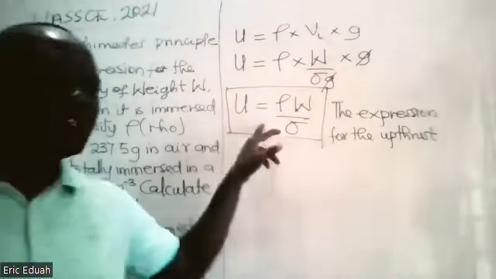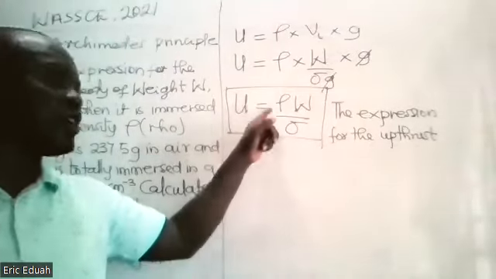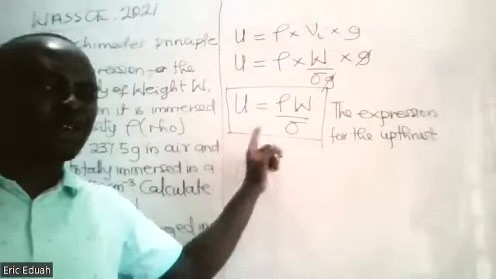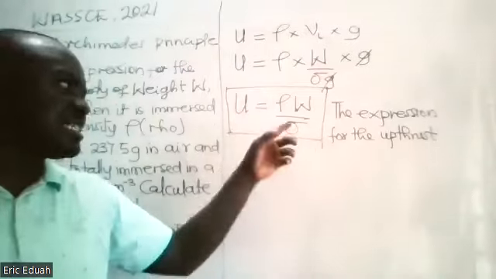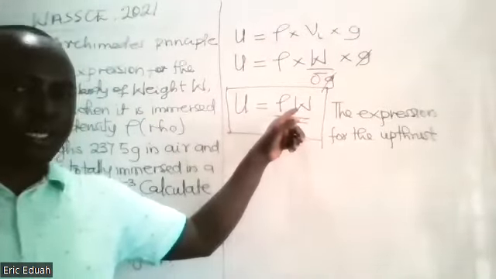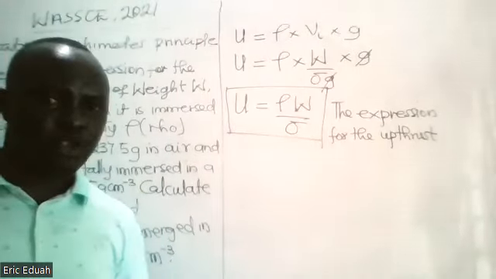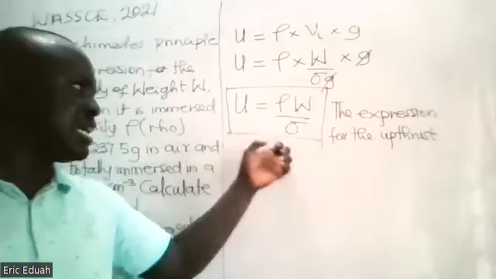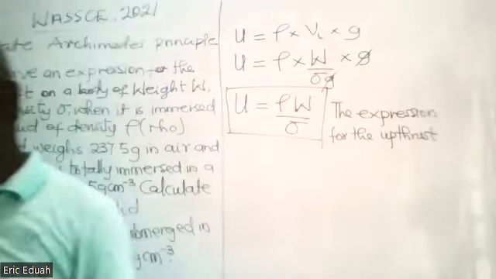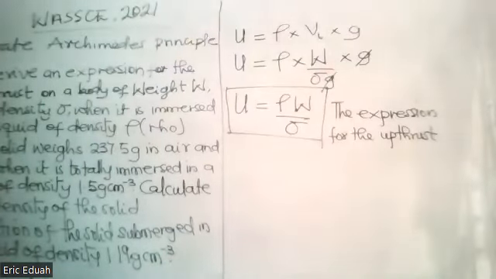So we haven't introduced anything new. We are only using all that the question gave us. Substituting, our final answer: rho is the density of the liquid, W is the weight of the object, sigma is the density of the object. So we haven't introduced anything new into it. I hope that's okay with all of you.